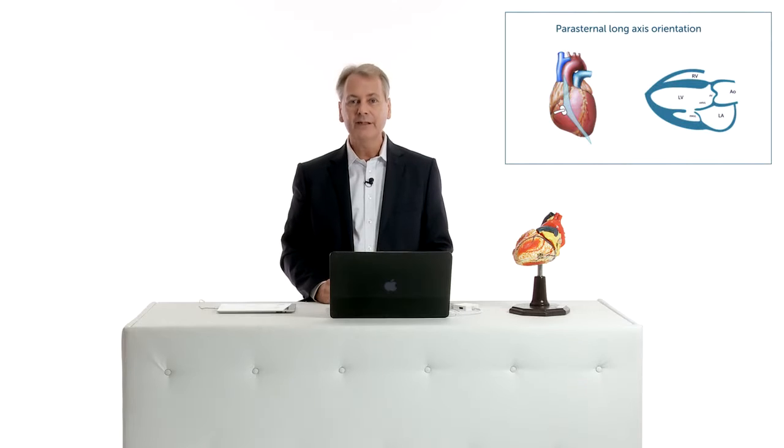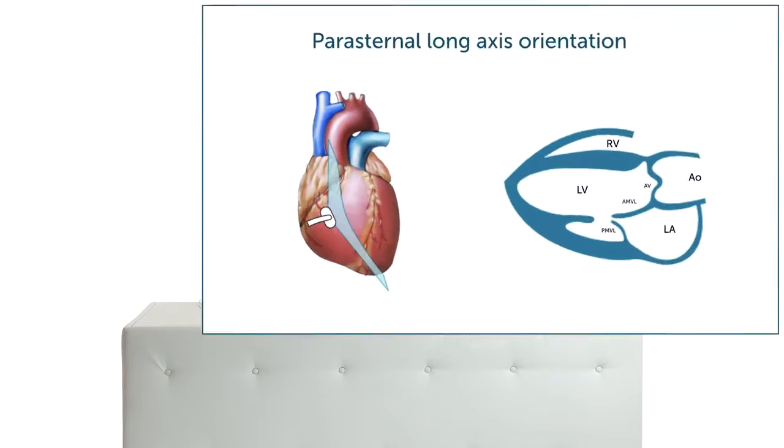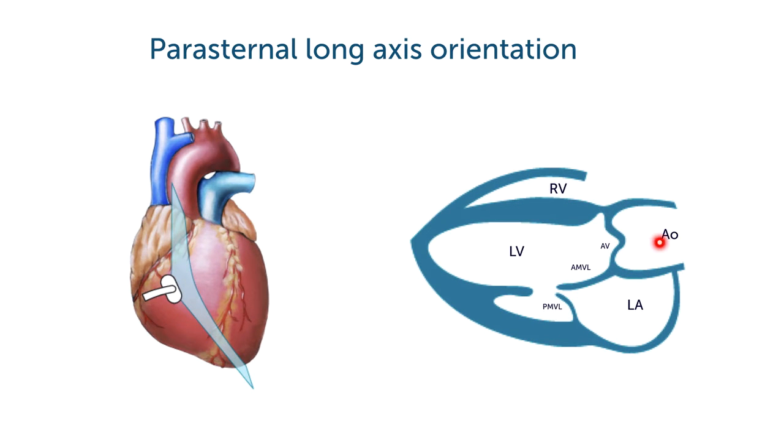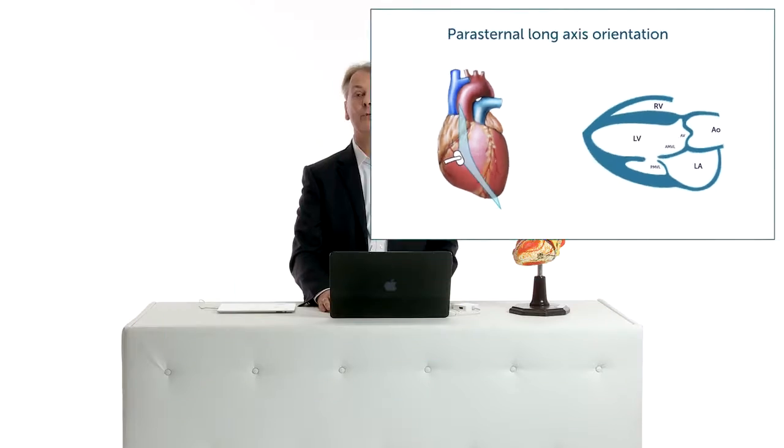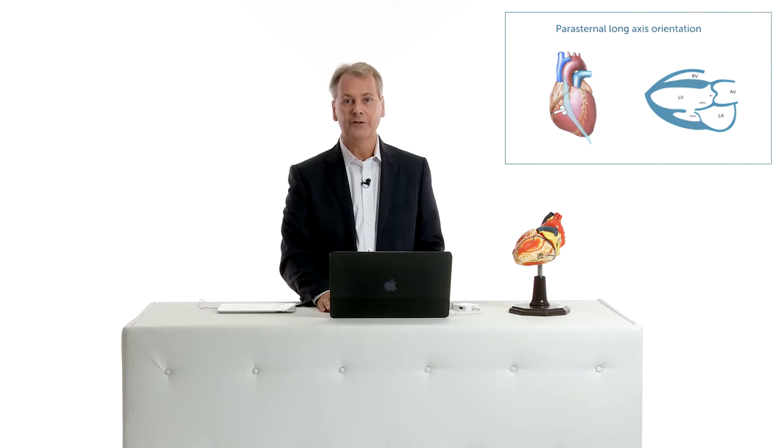Of course, the key structures you will see are the left ventricle, the right ventricle, the aorta, the aortic valve, the mitral valve, and the left atrium. But if you want to become a true expert, there's a lot more you can see if you use small little variations of the parasternal long axis view. We'll show you in this following simulation.